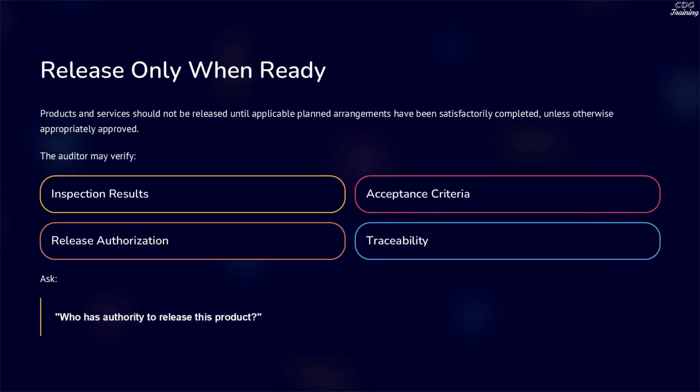Products and services should not be released until applicable planned arrangements have been satisfactorily completed, unless otherwise appropriately approved. The auditor may verify inspection results, acceptance criteria, release authorization, and traceability. Ask who has authority to release this product.